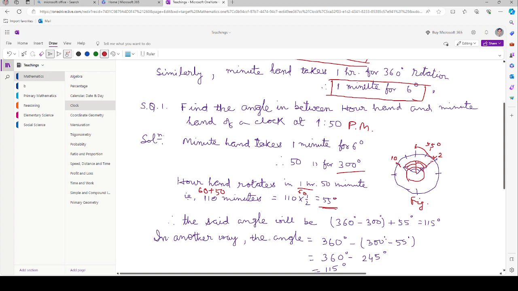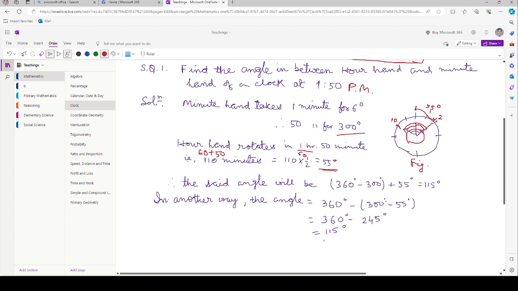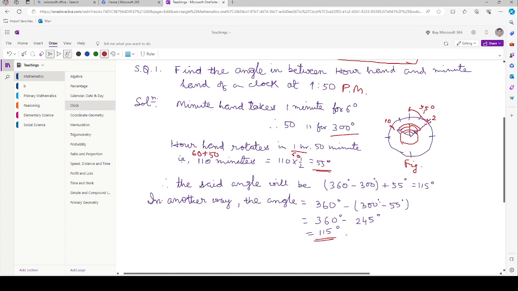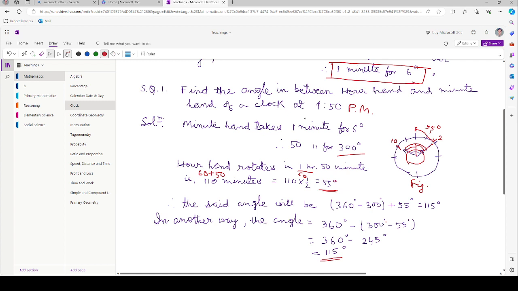In another way, the angle may be calculated like this: 360 degrees minus of 300 degrees minus 55 degrees. So 360 degrees minus 245 degrees equals, again we will get the same value, 115 degrees. So the angle between hour hand and minute hand of a clock at 1:50 p.m. or a.m. equals 115 degrees.